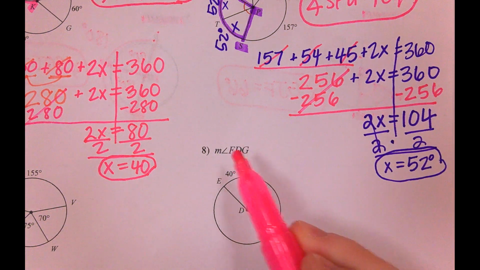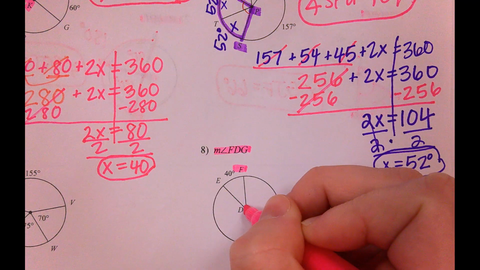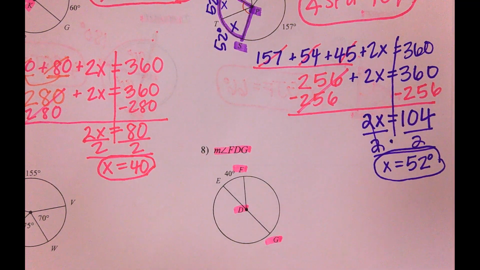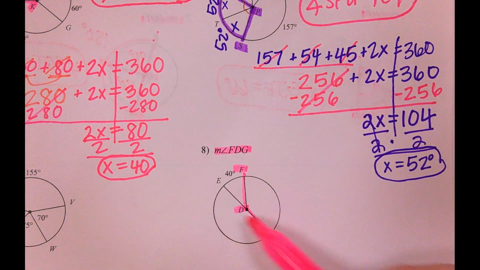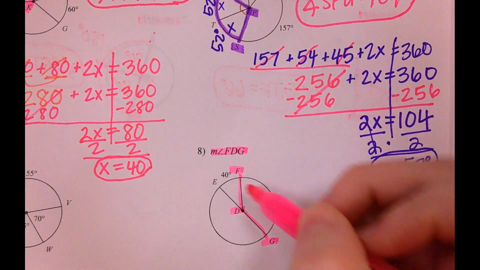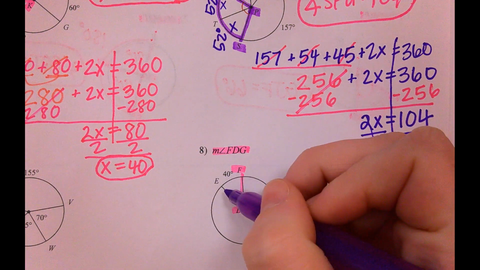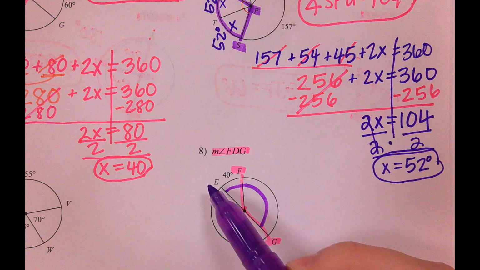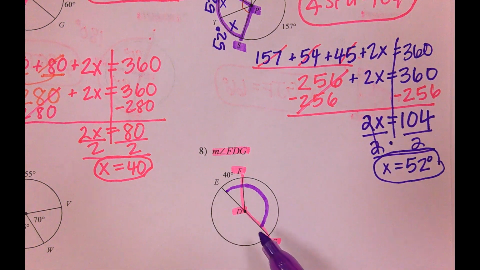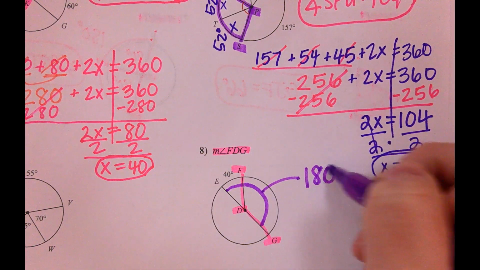I want FDG. FDG. EDG is the diameter, and so that means 180. Subtract 40 from 180. Okay. You guys got it. So Kelsey just figured it out so quickly. Because it's a diameter, it splits it in half. That means we have a half circle here. This whole thing right here is 180 degrees.